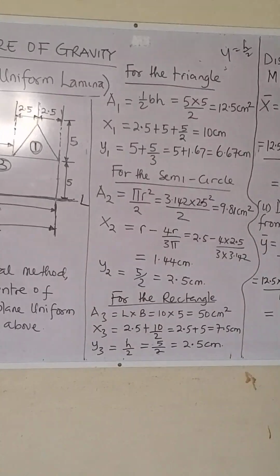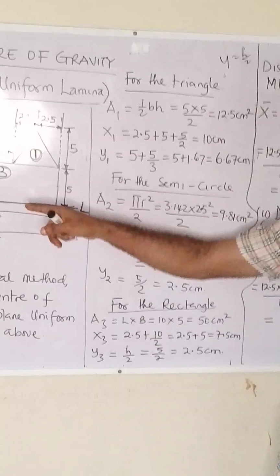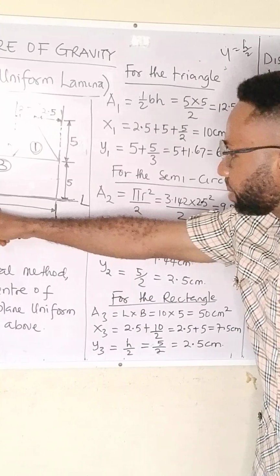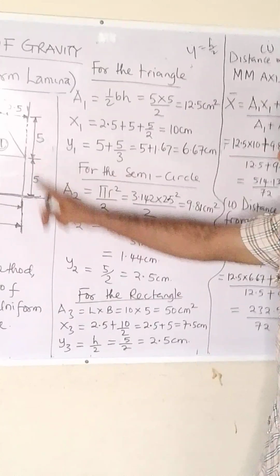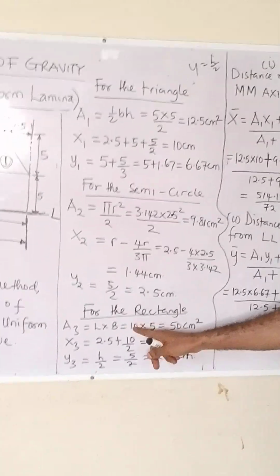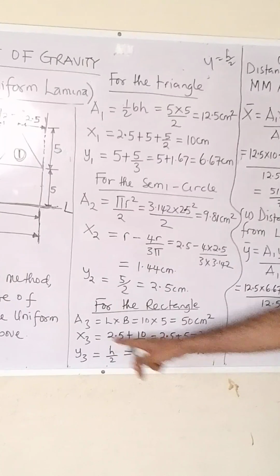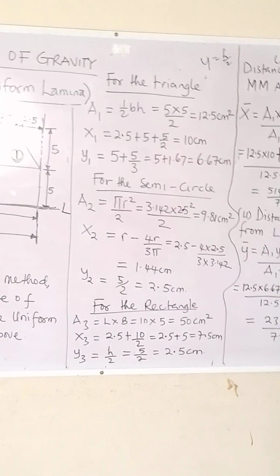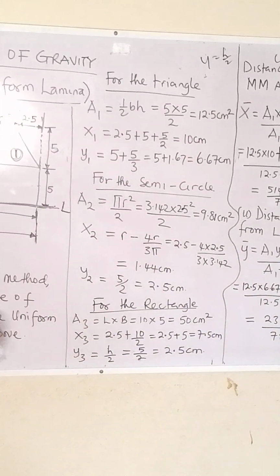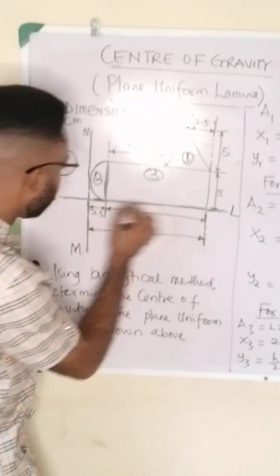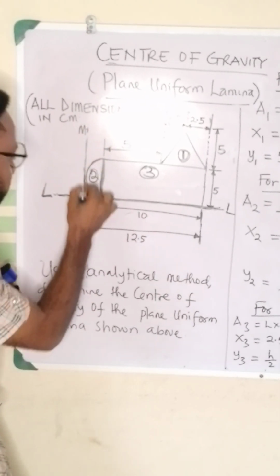We go to the rectangle. We know that the area of a rectangle is length times breadth. We have the length, and then we have the breadth. And so it will be 10 times 5, we have this. And then for our x3, for the rectangle, we know that if we are considering this axis, this is the x-axis, that's the LL, the reference point is from here.